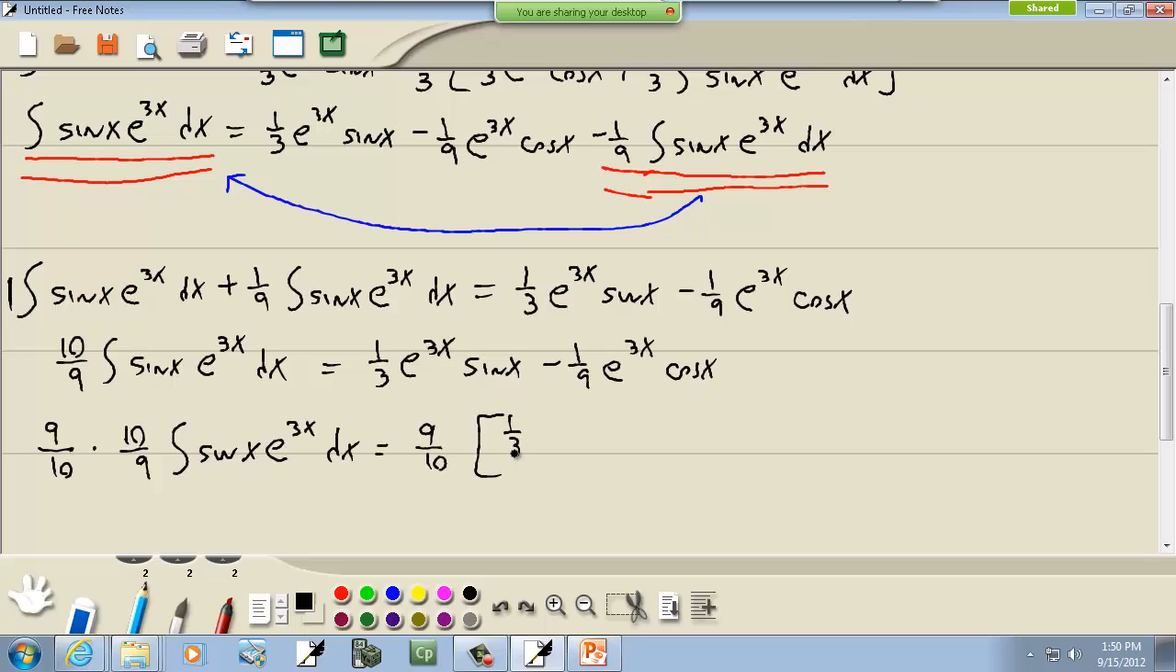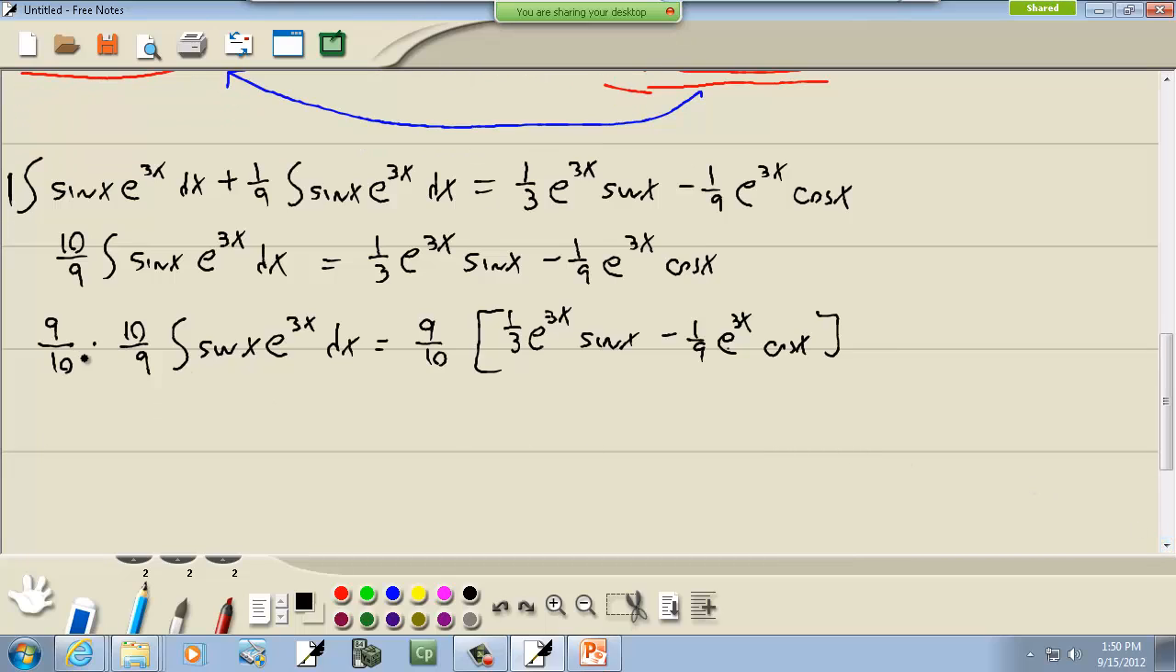So that gives us 1/3 e to the 3x sine x minus 1/9 e to the 3x cosine x. Well, these 10s cancel, these 9s are going to cancel, and we're left with what we were trying to find in the first place, the integral of sine x e to the 3x dx.